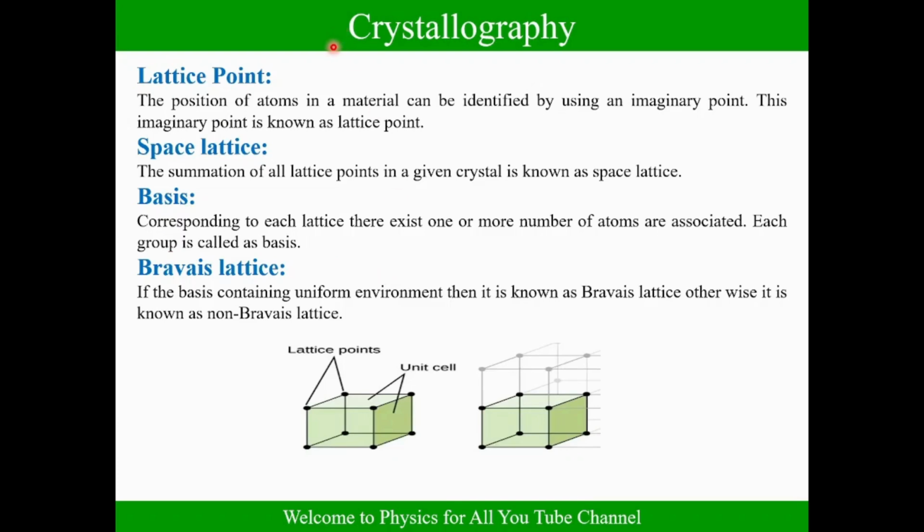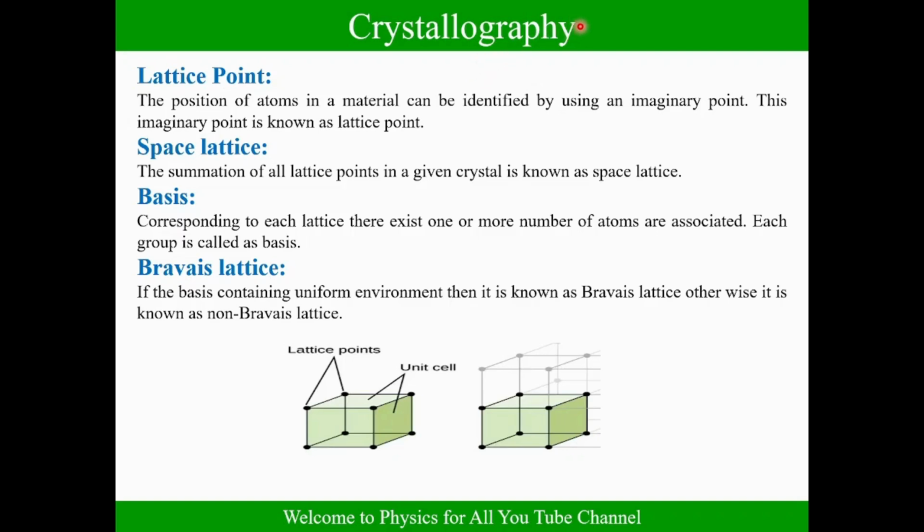Now, in order to understand all these definitions, first of all, we have to understand the meaning of crystallography. Crystallography is a branch of physics which deals with the study of various crystals. By observing the nature of various crystalline materials, we can determine properties of materials like electrical properties, mechanical properties, conducting properties, and magnetic properties. So it is very important for us to know about crystallography.